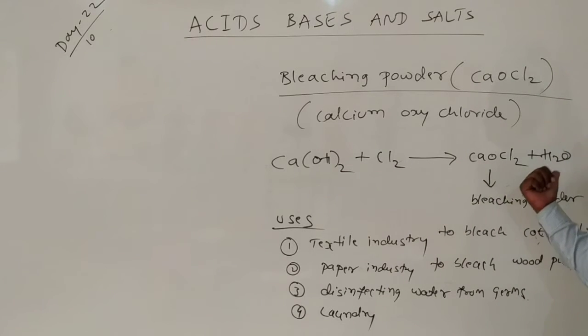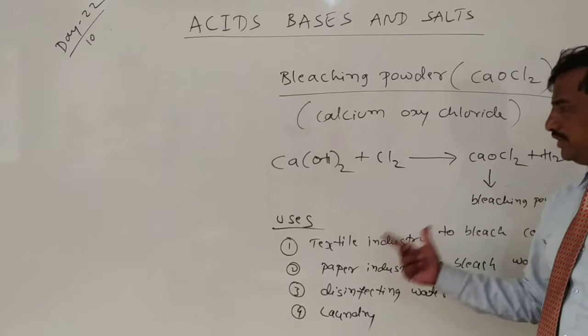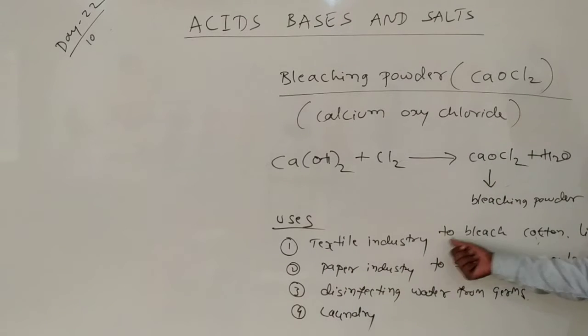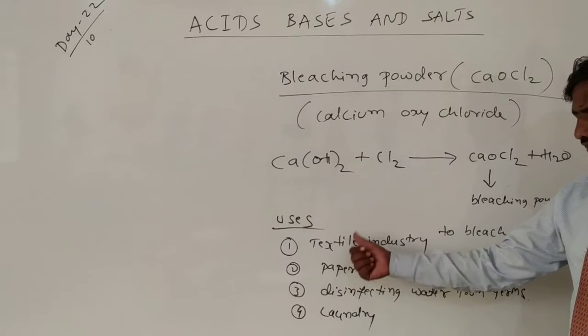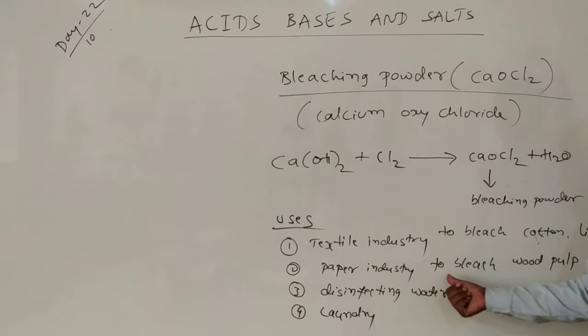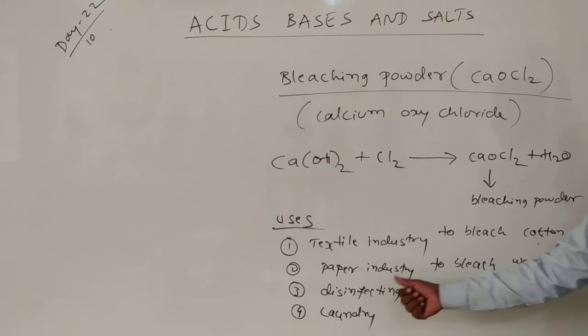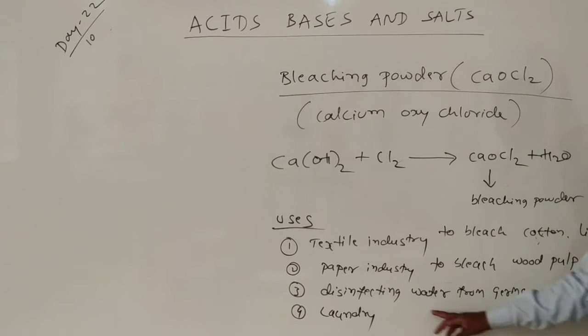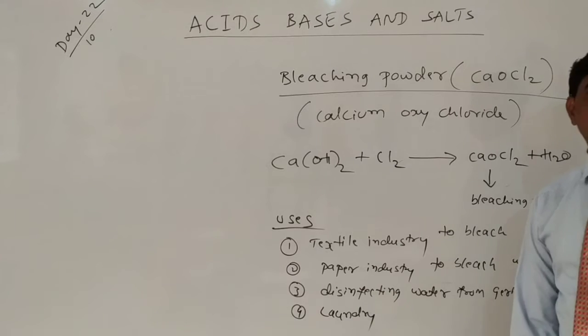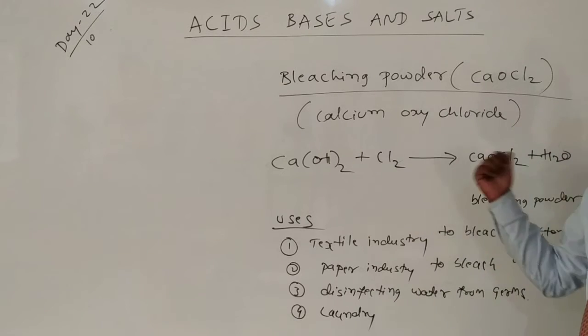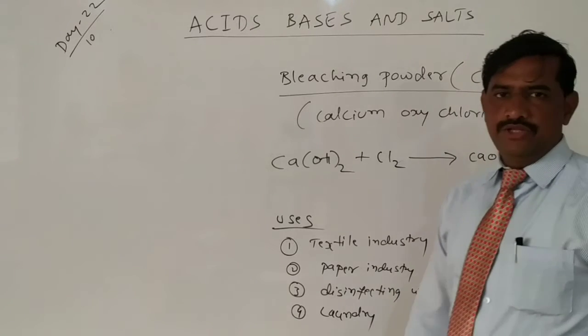calcium oxychloride and water. This calcium oxychloride is used in the textile industry to bleach cotton, in the paper industry to bleach wood pulp, for disinfecting water to make it free from germs, and in laundry to bleach the clothes. It is about the bleaching powder.